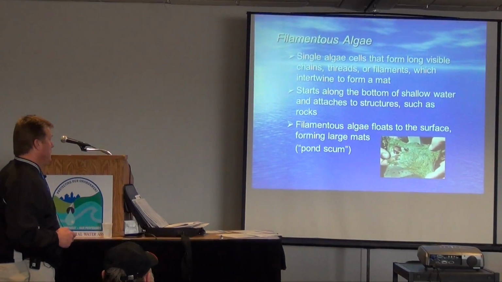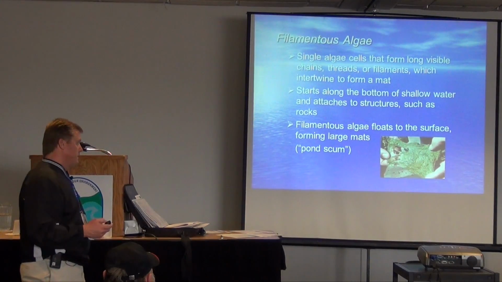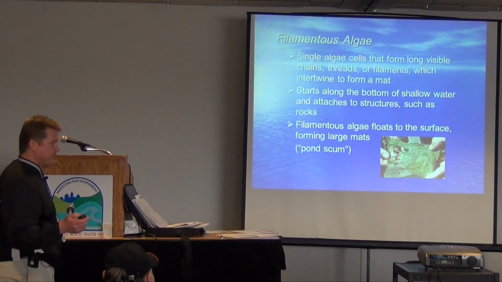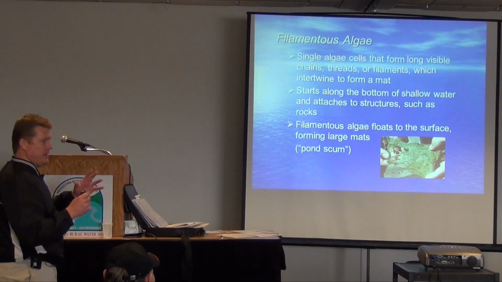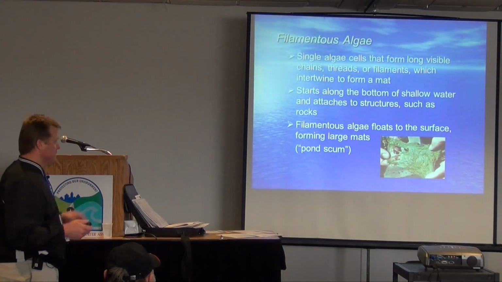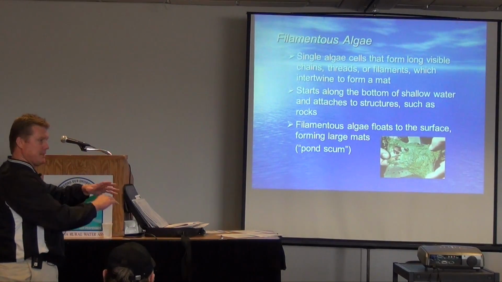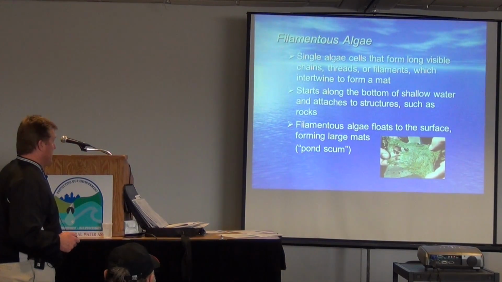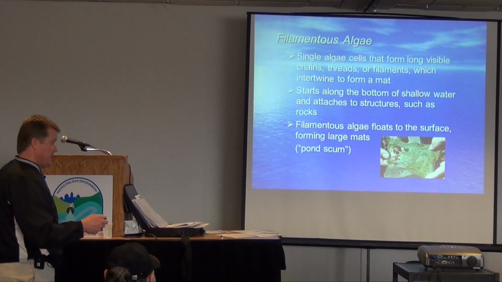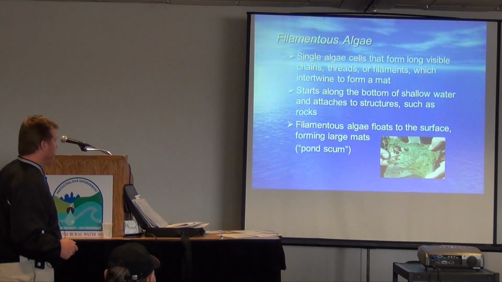Filamentous algae. You've all seen it in lakes and ponds, even outside of wastewater. It just looks kind of like green hair, really. It's in filaments, and a lot of times it'll get air pockets under it and bubble up, which helps when you're identifying it. It'll start along the bottom of shallow water, attaching to rocks and whatever else is present. It can float to the surface, forming large mats, and a lot of times you see that.